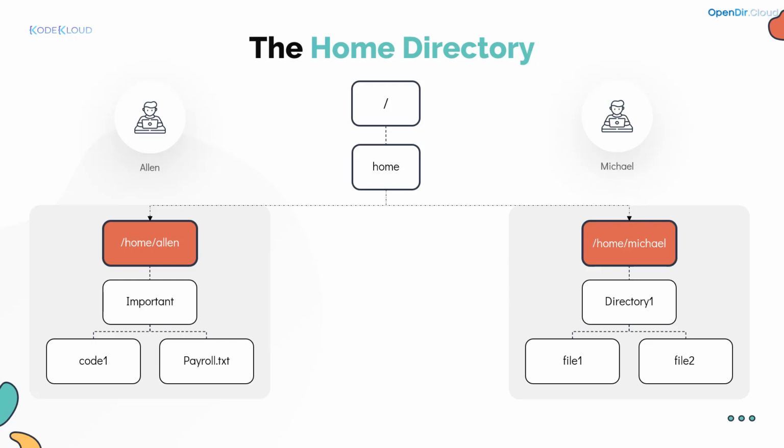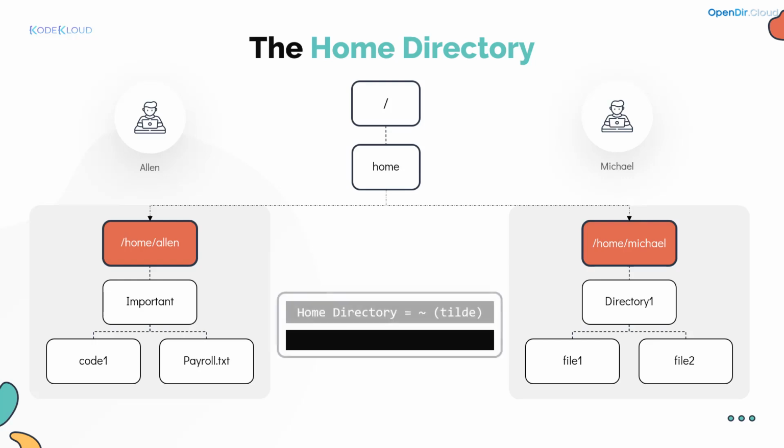Another thing to note is the representation of the home directory. It is represented by the tilde symbol in the command line. What you see here is a command line prompt. You can configure it to show whatever you want, such as the host name, date, or time. It is currently configured to show the current working directory. The tilde symbol here represents the home directory.